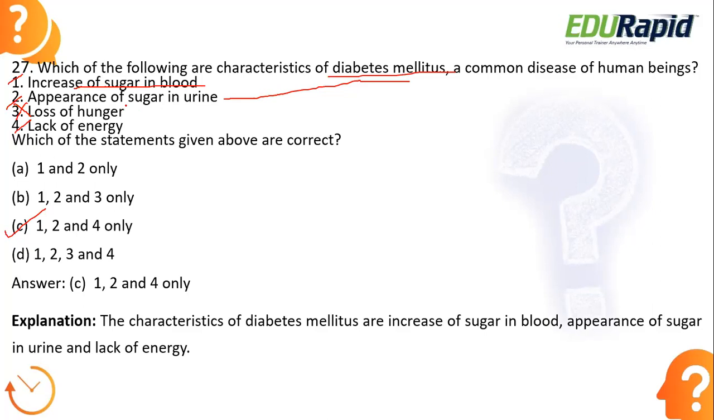Okay, and also lack of energy. There will be no required energy for the person who is suffering from diabetes mellitus. They will not usually have the required energy that they need to carry out all the activities in their daily life. Okay, so when we are looking at all the statements, the first, second and fourth statements are correct. But the third statement, loss of hunger, is not correct actually. It is not at all related to diabetes mellitus.